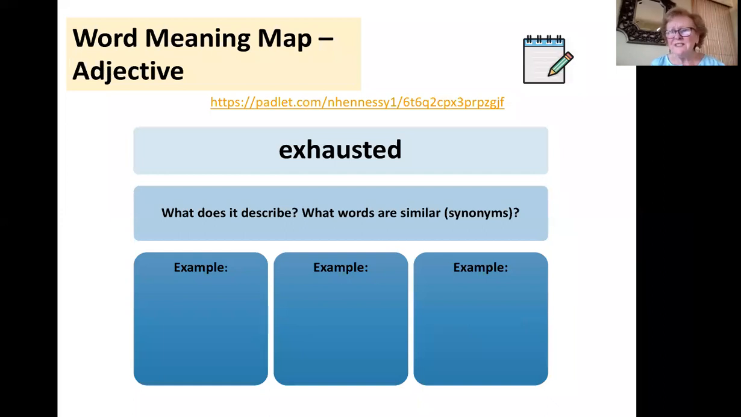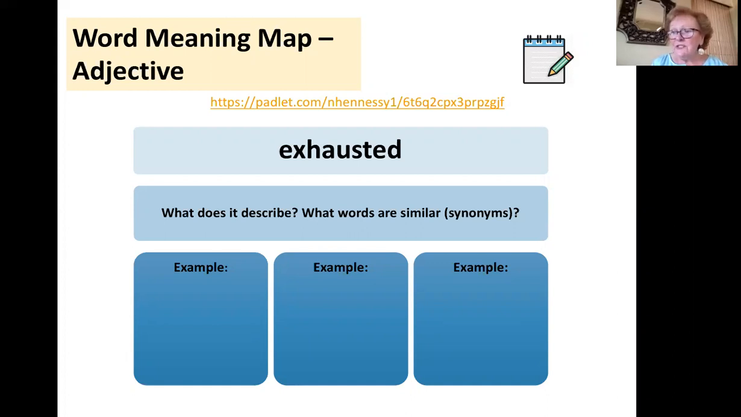All right, I'm going to skip this next activity because I can see that we're running a little low on time. This usually happens, all right? But this was a Padlet activity. And just very quickly, so that you have a sense of a word meaning map for an adjective, all right?